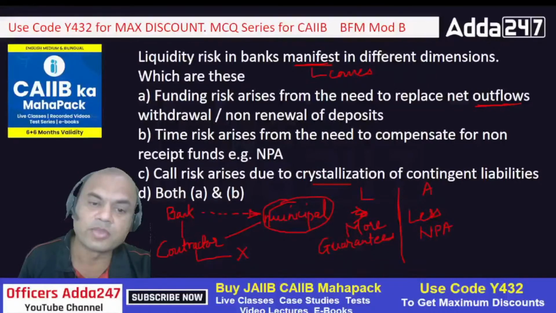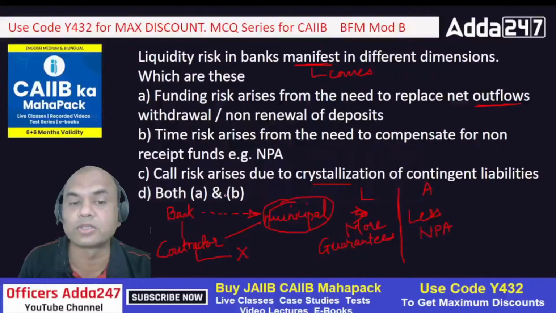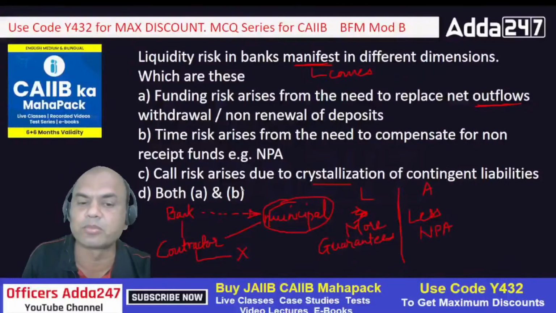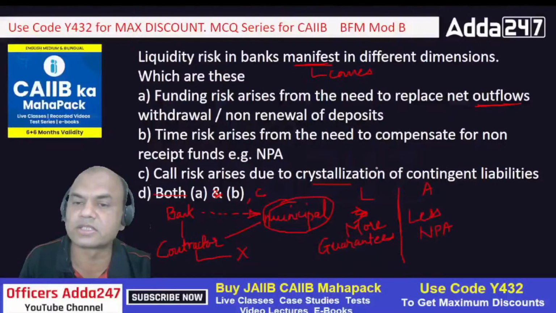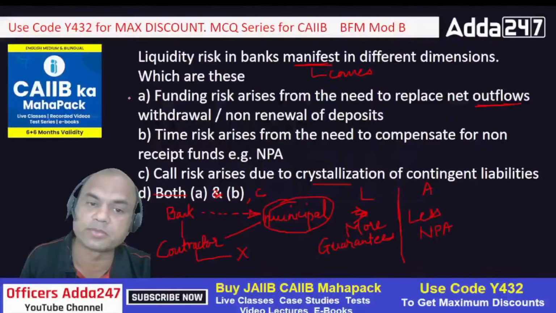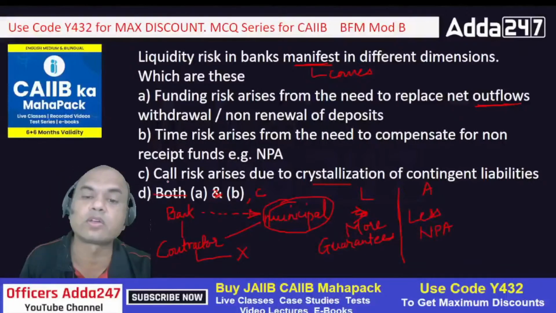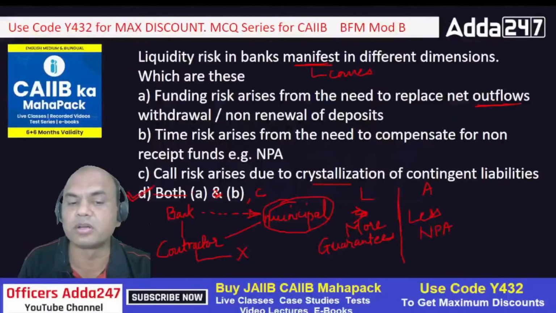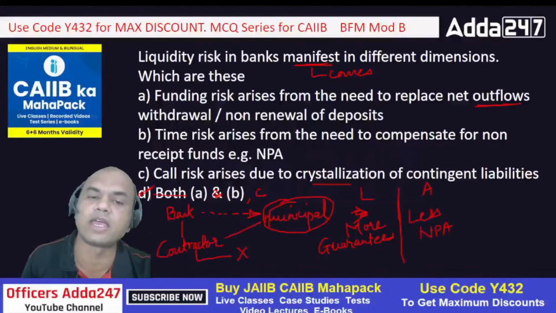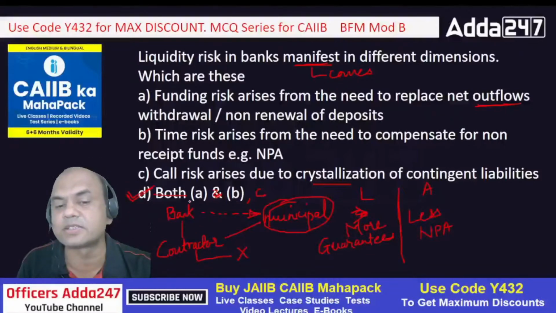Okay, so remember. What is the answer? Funding, and the last one is both A and B. And call risk arising due to crystallization of this contingent liability. In fact, A, B and C all I should write. Funding risk arising from the need to replace net outflows from non-renewal of deposits means I am not getting the deposits renewed, or there are net outflows from my side, so that can be one reason. Time risk, that is also one reason. C, call risk, crystallization, that is also one reason. So the correct answer becomes D over here. So not both actually, A, B and C all of them can be forms of liquidity risk. Got it?